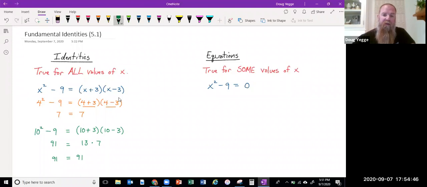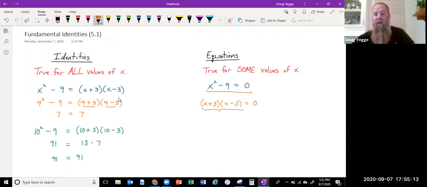But if we take a look at another situation over on the right side, x squared minus 9 equals 9 is an equation. Now we could replace x squared minus 9 with x plus 3 times x minus 3, because x squared minus 9 as an identity is equivalent to x plus 3 times x minus 3. But we should also recognize that this equation, where I set these factors equal to 0, is only true when x equals 3 or when x equals negative 3. These are the only times that this is going to be true.